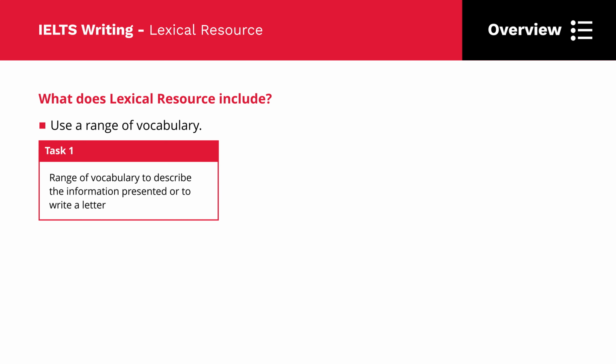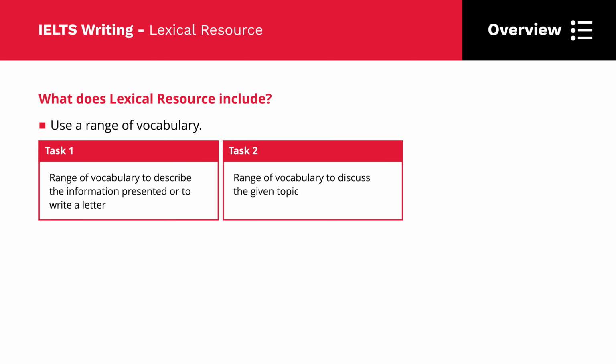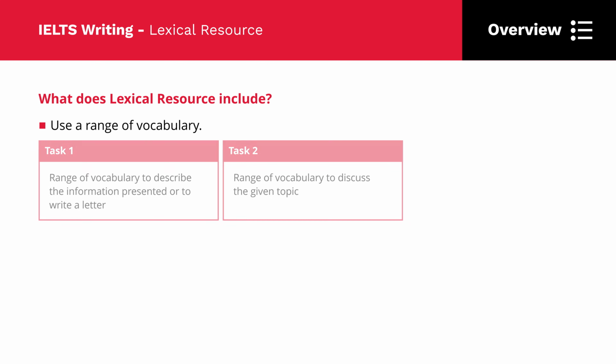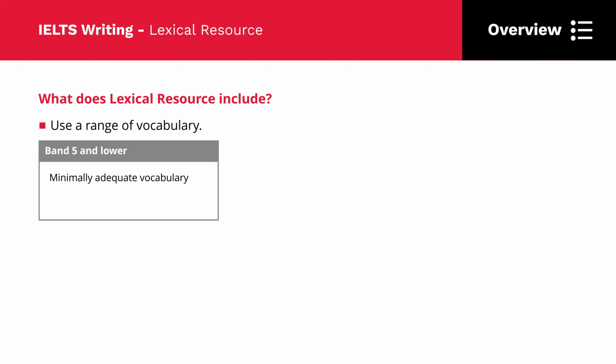So, for Task 1, have you used a range of vocabulary to describe the information that's presented, or to write the letter that's required? For Task 2, have you used a range of vocabulary to discuss the given topic? If your range of vocabulary is limited, but just enough to complete the task, this is described as minimally adequate and falls under Band 5 for Lexical Resource.